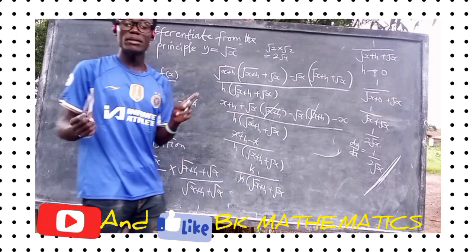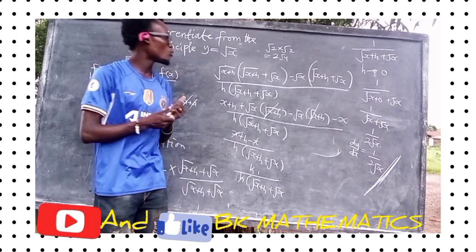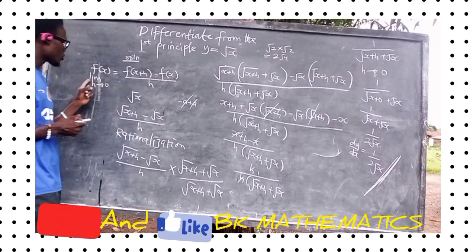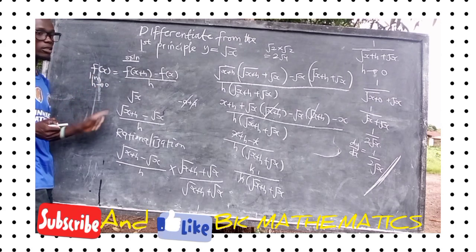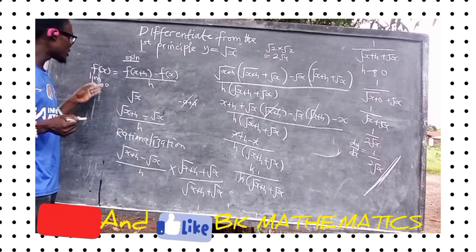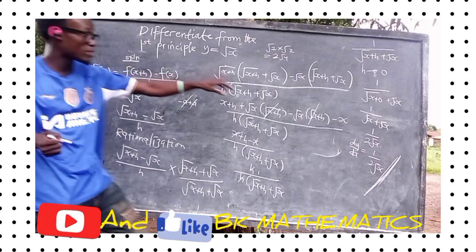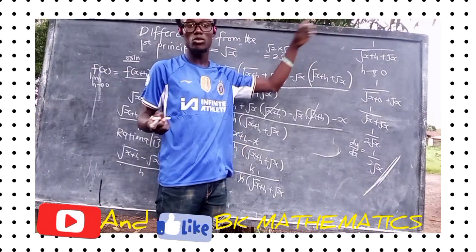Maybe most of you may ask why I don't bring the limit h tends to 0 continuously. Maybe for better understanding, you can skip it, and when you reach the final step, then you substitute. You can also get the same answer.